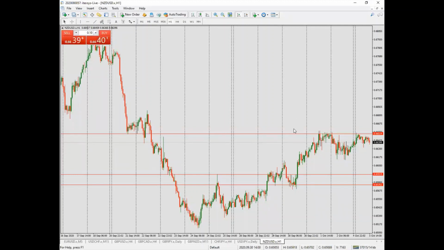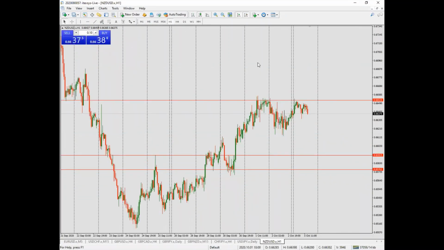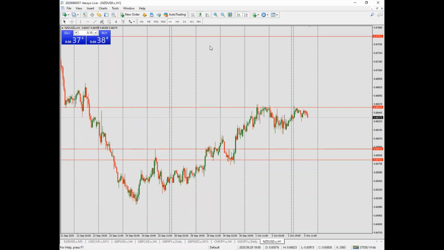Although it is a powerless uptrend, I still believe that the price is on its way to reach the top level here, which is the source of this downtrend. So if the price reaches this level, I'll consider buying the Kiwi against the dollar, and the final target will be this level we just saw here at the top.